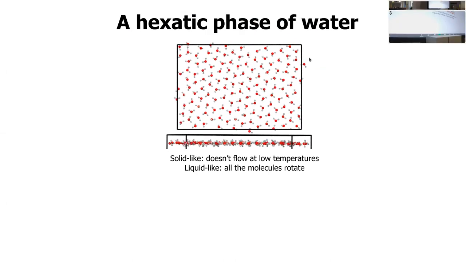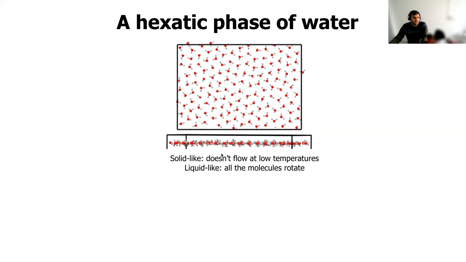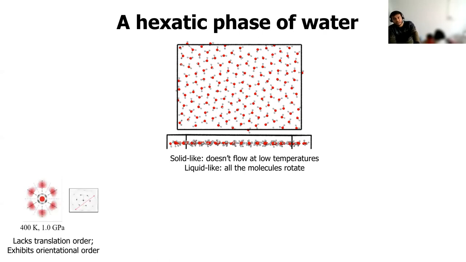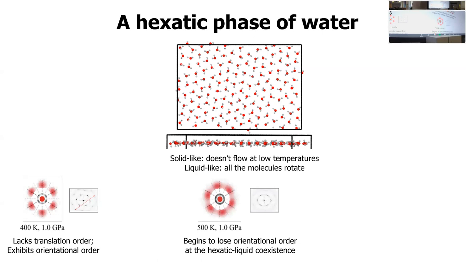Yes. So as you can see, it bears similarities with both solids and liquids. It doesn't flow, but all the water molecules rotate here. So it's a disordered system, but it's not a liquid. And you can actually study it in a more rigorous way by looking at the structure factor and the radial distribution functions, and by looking for six-fold symmetry, because the hexatic phase actually contains six-fold symmetry in real space as well as in reciprocal space.